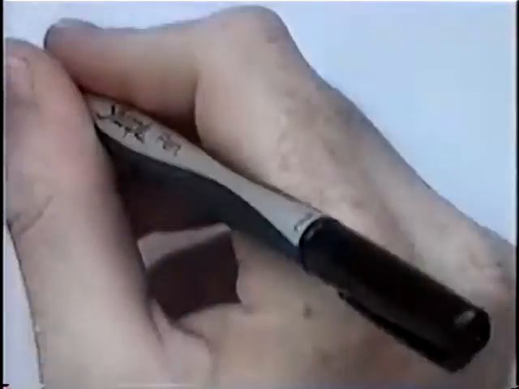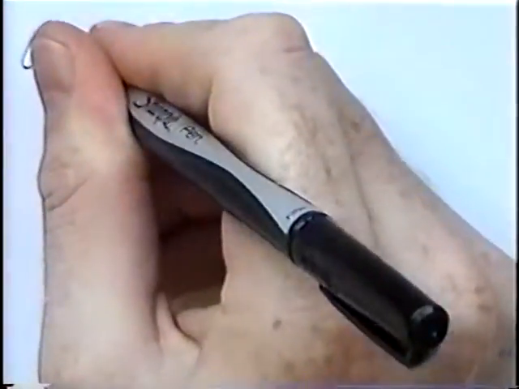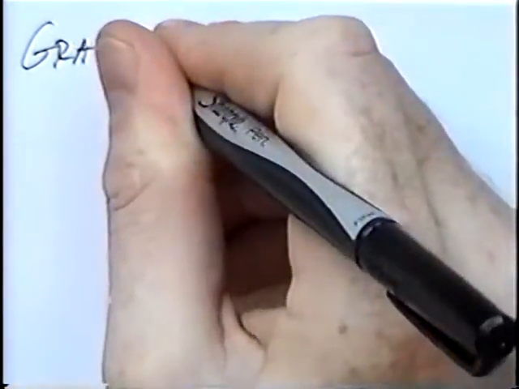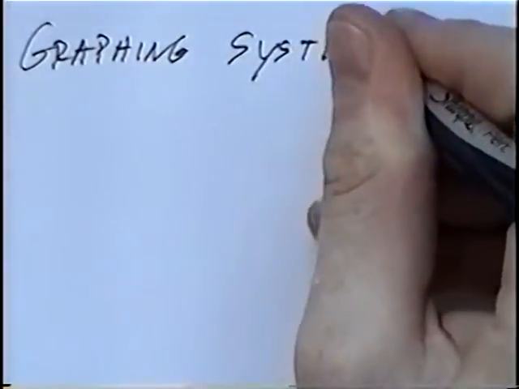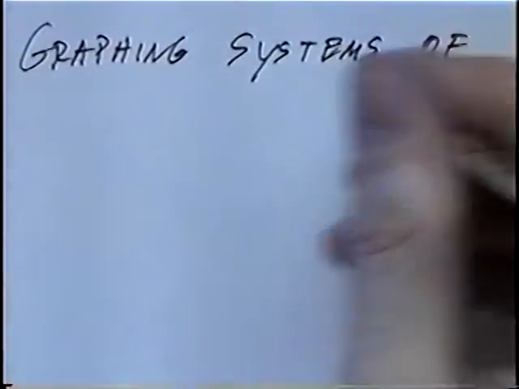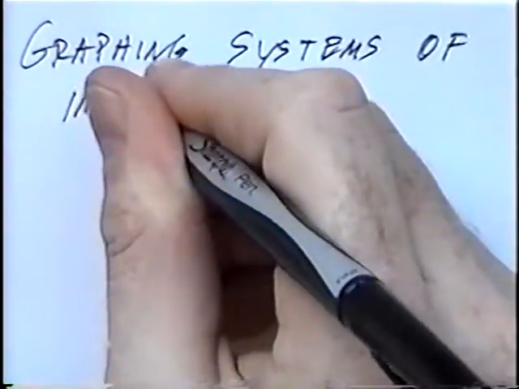Title of the first section today is Graphing Systems of Inequalities.